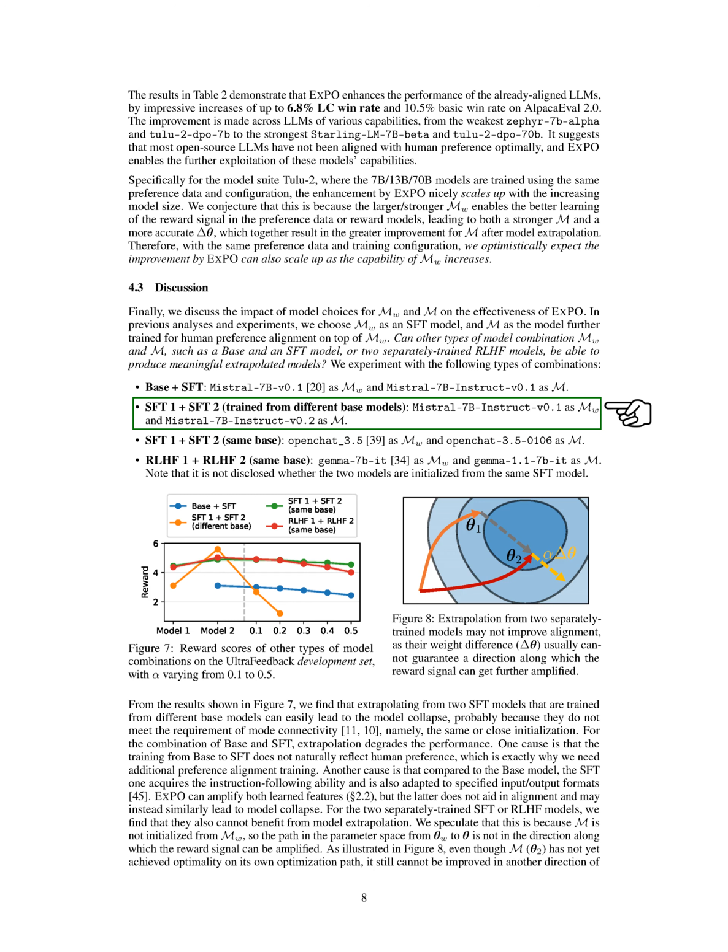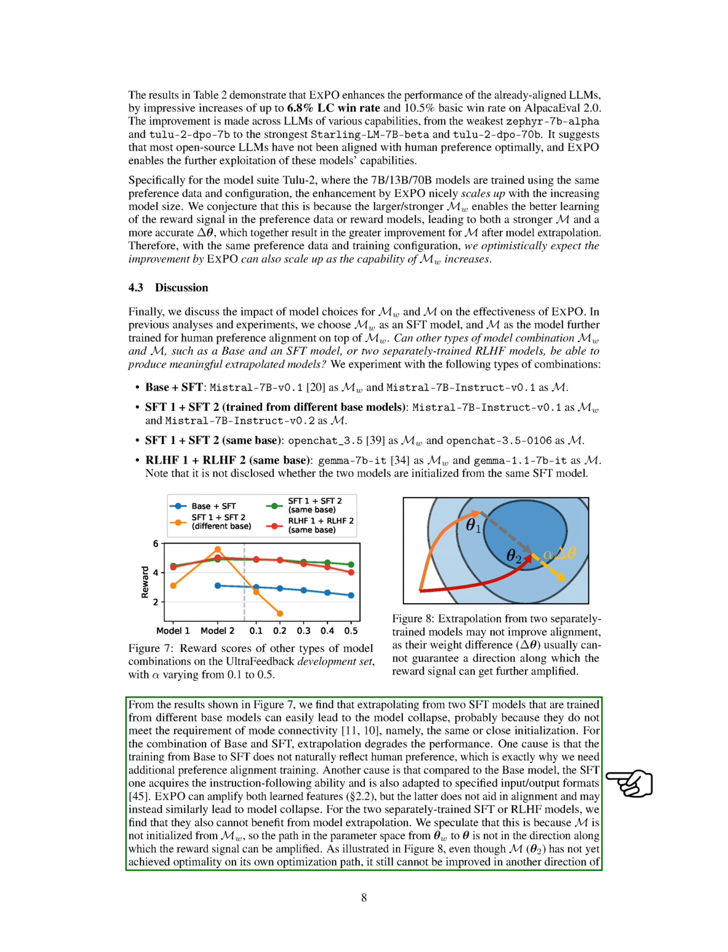We conducted experiments with various combinations: base plus SFT, SFT1 plus SFT2 trained from different base models, SFT1 plus SFT2 from the same base, and RLHF1 plus RLHF2 from the same base. Our results show that extrapolating from two SFT models trained from different base models can lead to model collapse due to a lack of mode connectivity, which requires the same or similar initialization. When combining base and SFT models, extrapolation leads to performance degradation because the transition from base to SFT does not naturally capture human preferences, necessitating additional alignment training.